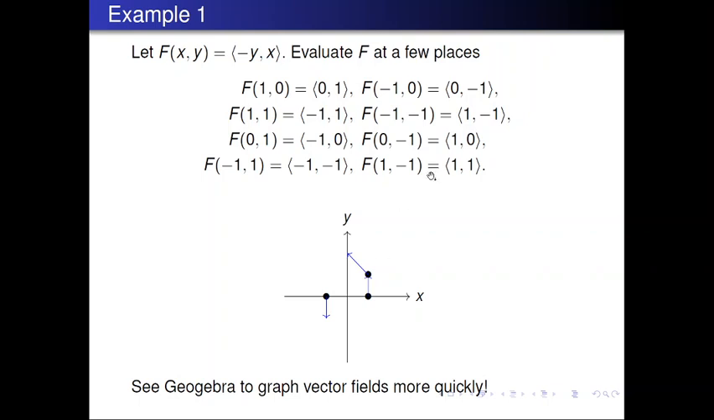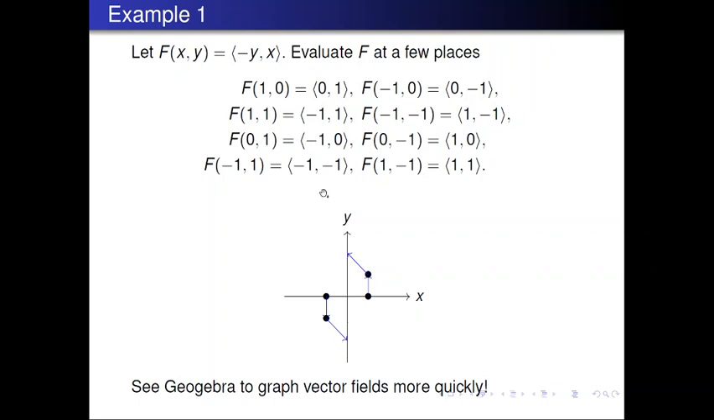Okay. And at -1, -1, that's at this point down here, we put the vector down that goes 1 in the x direction and -1 in the y direction. So that is this vector here.